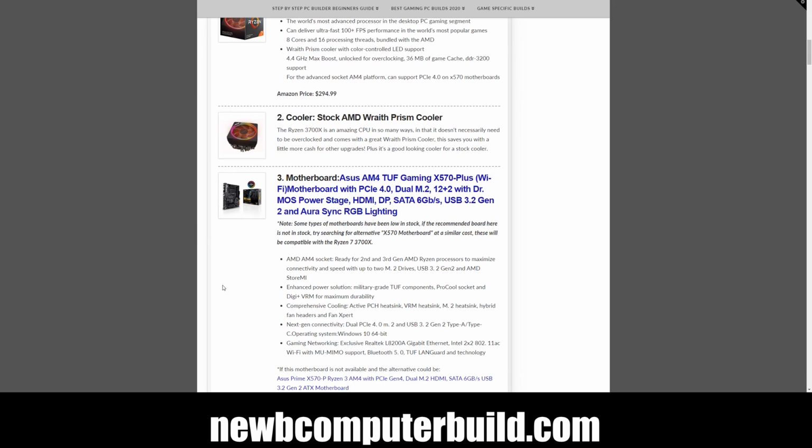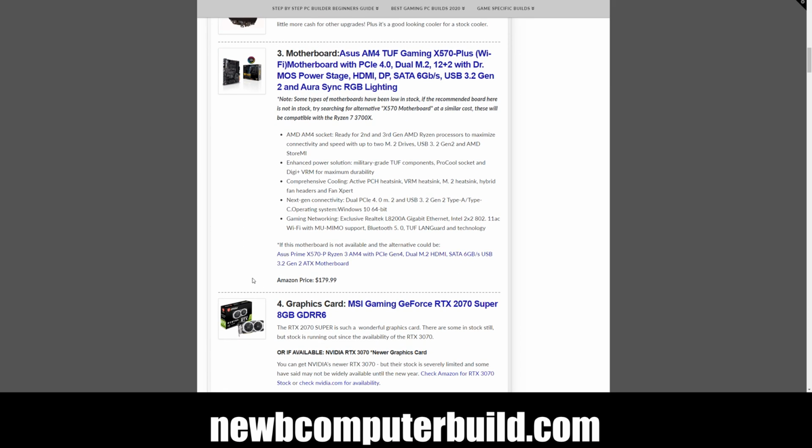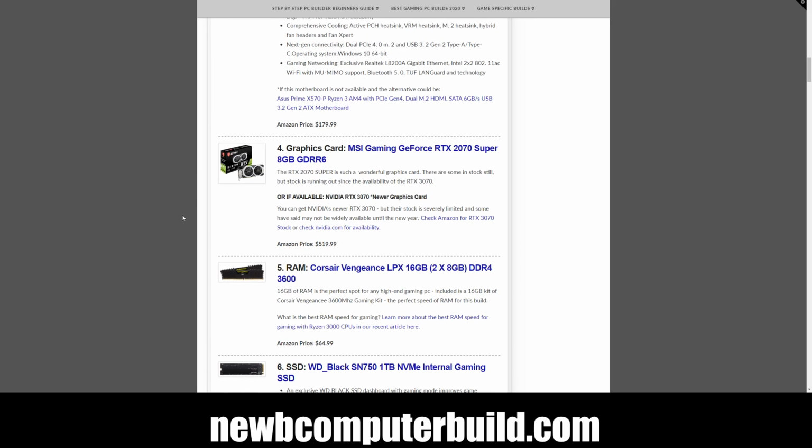The motherboard, Asus AM4 Tough Gaming X570 Plus motherboard, coming in at $179.99. The graphics card is still a good card on the market, the RTX 2070 Super. That comes in at $519.99. But I want to put this here, I would include the RTX 3070 if they were on the shelves.